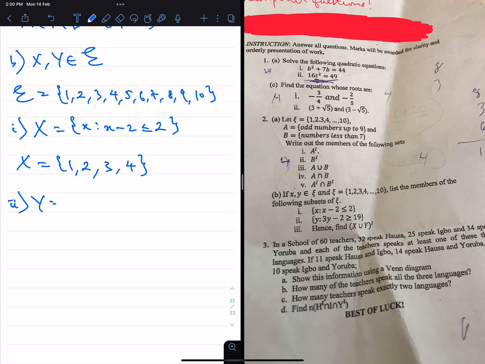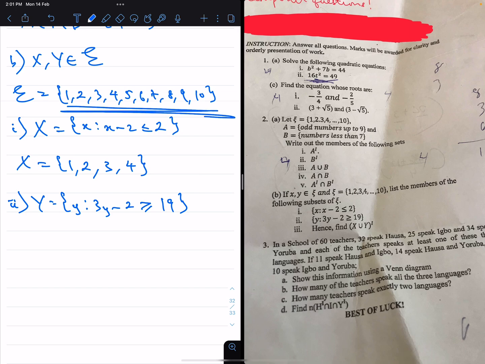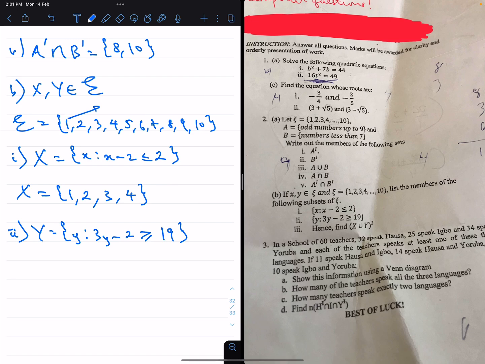Now to Roman figure 2. List the members of the set Y with element y such that 3y minus 2 is greater than or equal to 19. So we're going to do the same. We check which of the elements of the set E will give us a result that is greater than or equal to 19 when we substitute it for y in 3y minus 2. And there we go. Let's see that 1. 3y minus 2 means 3 times 1 minus 2. That's equal to 1. And this is not greater than or equal to 19. So that means 1 is not an element of y.